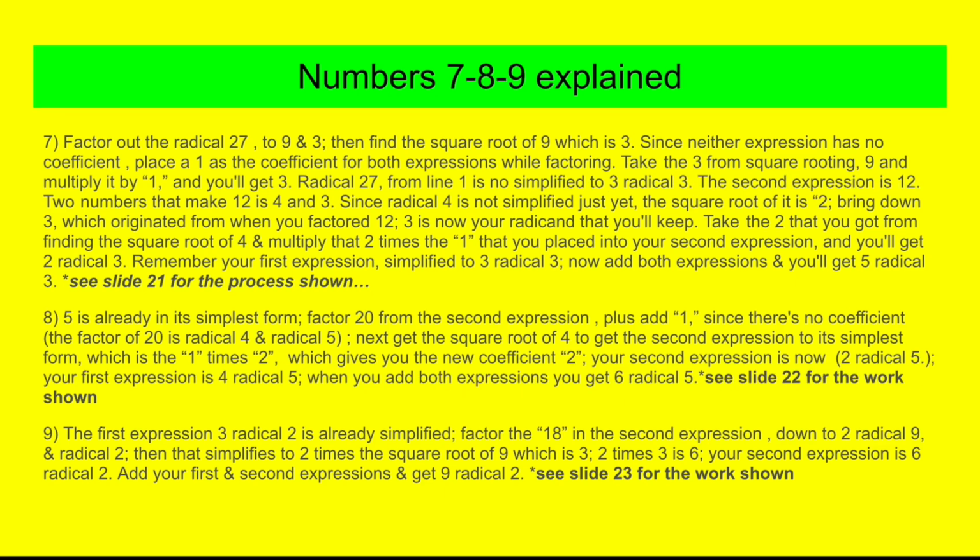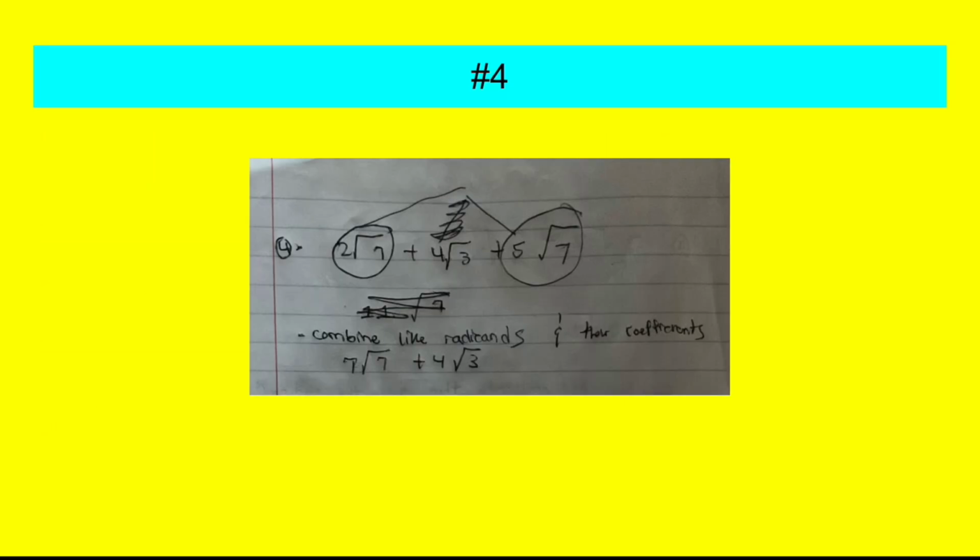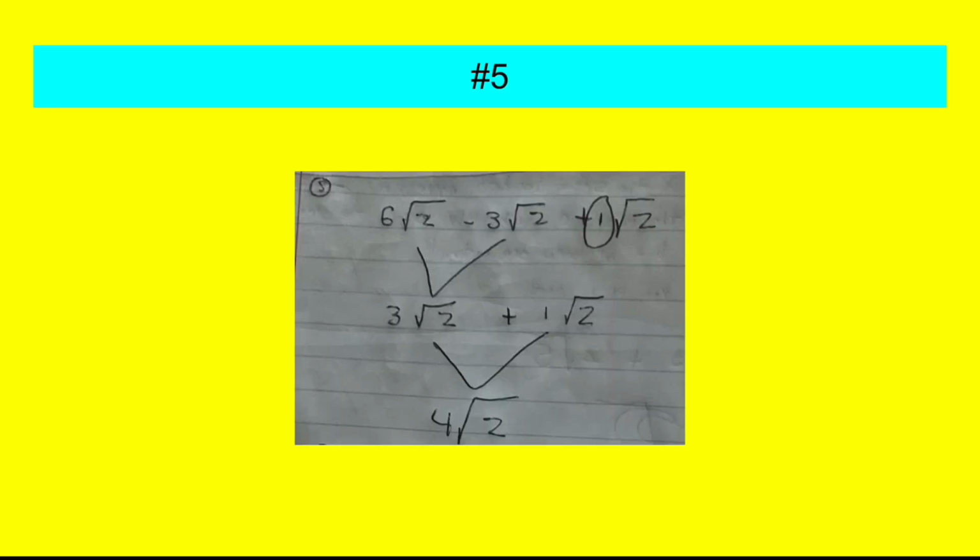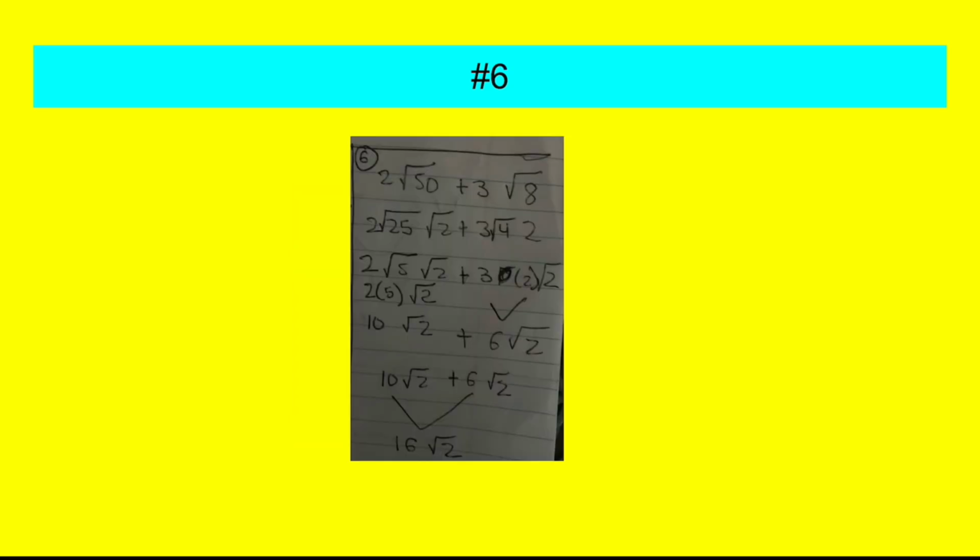Stay tuned. For number 4, you have 2 radicands that are the same. You add those 2 coefficients, and you get 7 radical 7. And then you bring down the 4 radical 3. 3 is already in its simplest form. That is your answer. For number 5, you take the coefficient 6 and you subtract it by 3, which gives you 3. Since you have the similar radicand 2, you bring that down. The other one, you don't have a coefficient in front of radical 2, so you add a 1. 3 plus 1 is 4. 4 radical 2 is your answer.